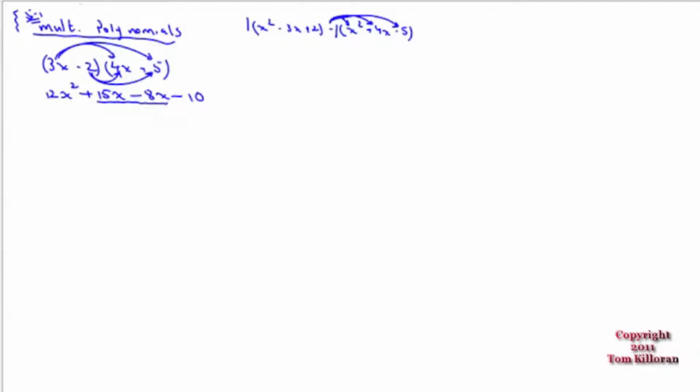15x minus 8x? 7x, what property? How many times do I have to say it? Combining like terms is which property? Distributive property. You're kicking the x out, and then you get the 15 minus 8. So this is 12x squared plus 7x minus 10. And that's it. That's all you have to do.